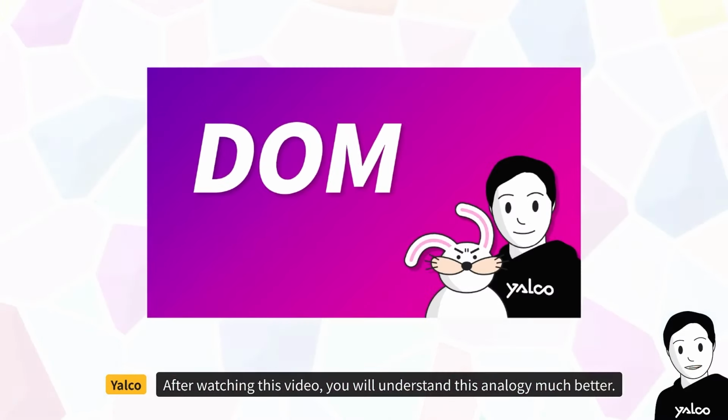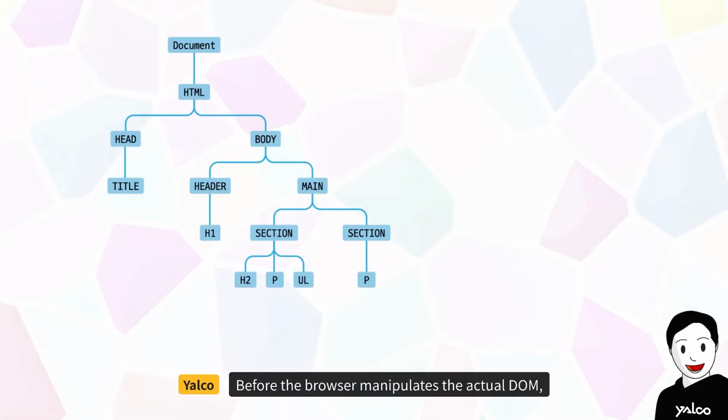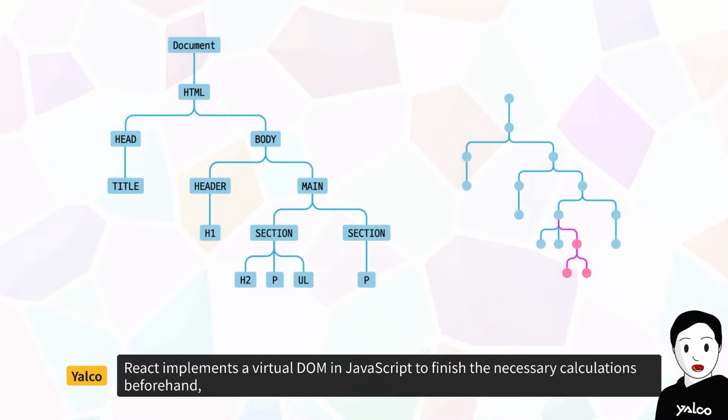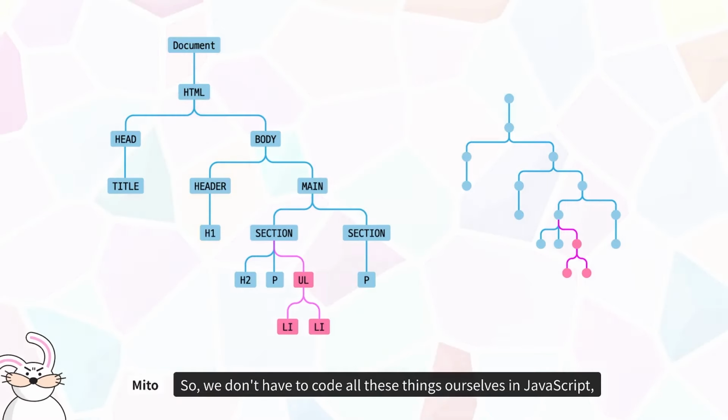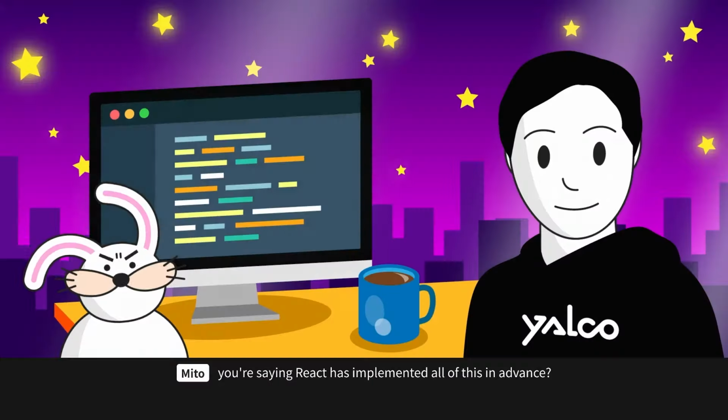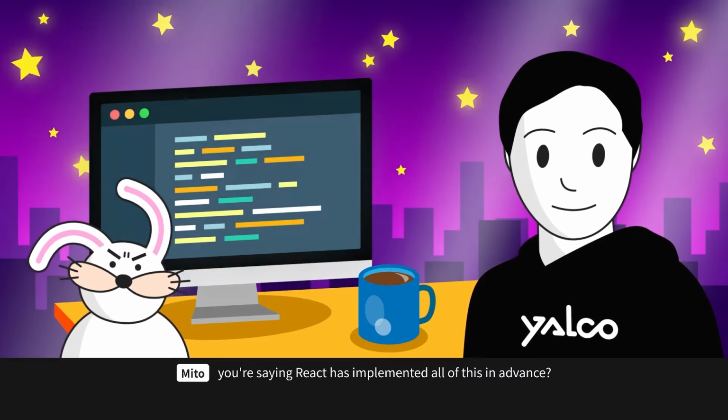After watching this video, you will understand this analogy much better. Before the browser manipulates the actual DOM, React implements a virtual DOM in JavaScript to finish the necessary calculations beforehand, and then only the DOM that actually needs modification is manipulated, enhancing the performance of the web page. So, we don't have to code all these things ourselves in JavaScript. You're saying React has implemented all of this in advance?